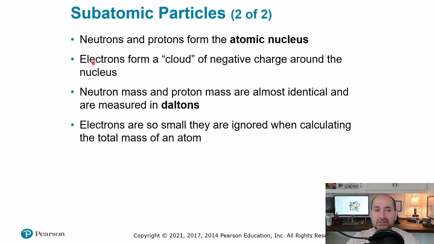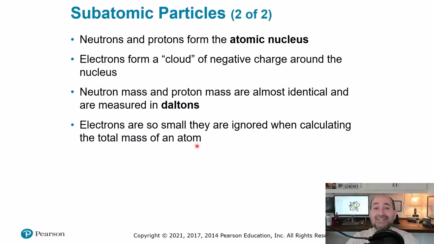Now, electrons, they don't exist in the atomic nucleus. Instead, electrons form a cloud of negative charge around the nucleus, and those electrons spend most of their time in these clouds. We'll talk about this in a minute. And electrons, they don't have a mass of a Dalton. They are so small compared to a neutron or a proton that their mass is largely ignored when calculating the total mass of an atom.